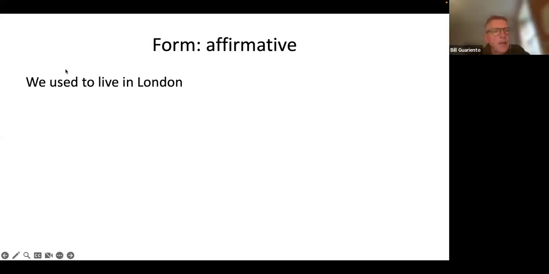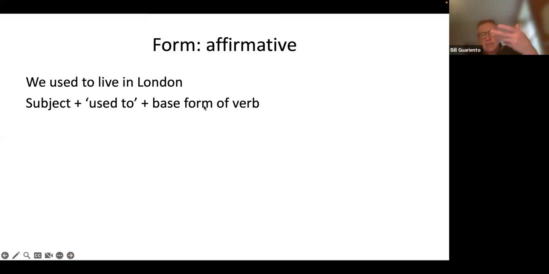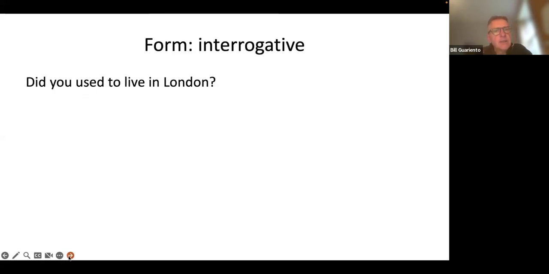Subject. And then we have used to, subject plus used to. And then what is the next word? The verb. It's the base form of the verb. Good. Excellent. So subject plus used to plus the base form of the verb. So here I am talking about graphic instantiations, the way we write the affirmative. Let's continue. Did you used to live in London? How do we produce the question form, the interrogative?